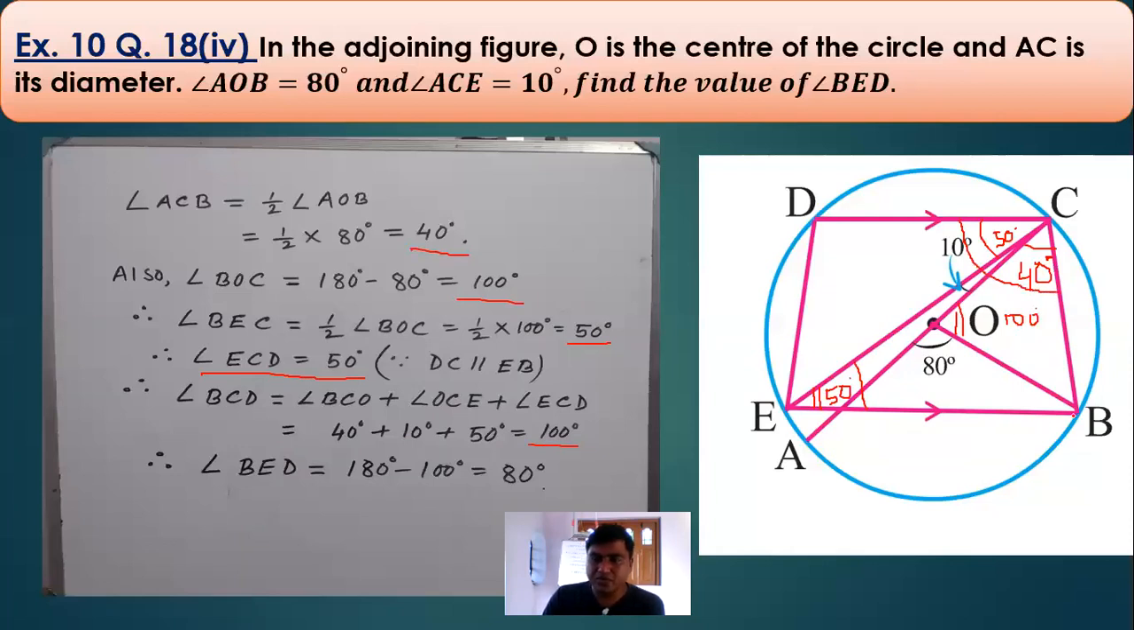But EBCD is a cyclic quadrilateral, so angle BCD and angle BED are opposite angles. So therefore the sum is 180 degree. This is 100. So therefore angle BED equals 180 minus 100 degree, which equals 80 degree.